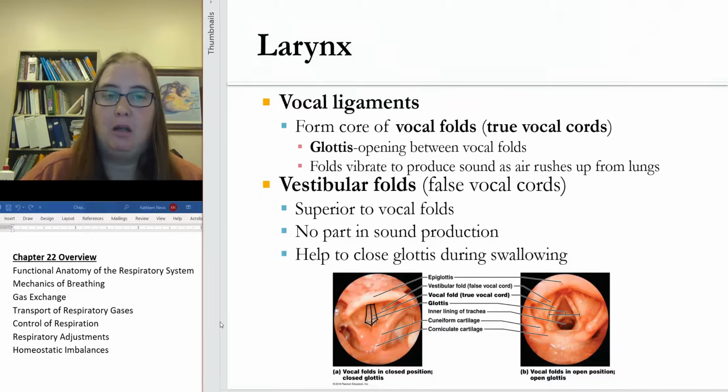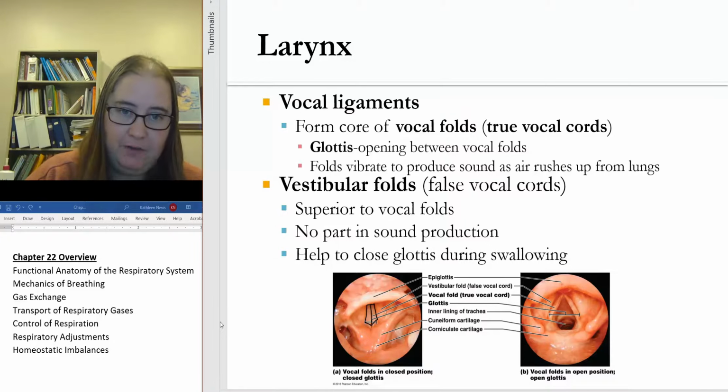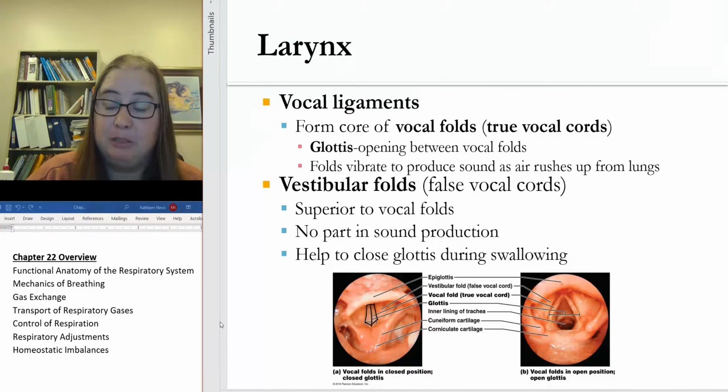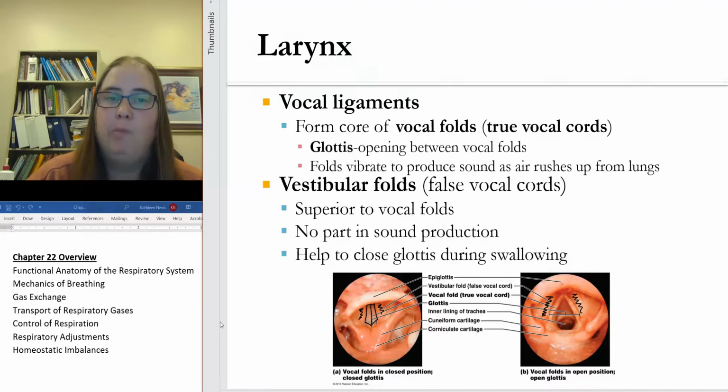In addition to those vocal folds, you also have a structure known as a vestibular fold. These are referred to as false vocal cords because they look very similar and move in a very similar fashion to our vocal folds. However, they lie just outside, in this region here and this region here when the glottis is closed, and this region here and this region here when it's open. They have no role in sound production.